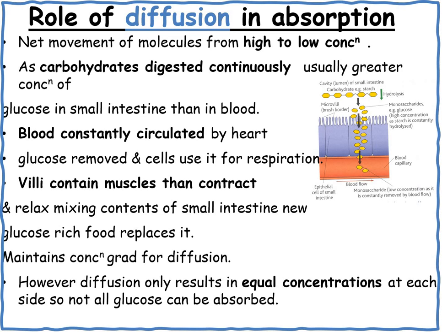And obviously blood is constantly circulated by the heart, so there's usually a diffusion gradient. If there isn't, it would then have to use active transport. So glucose is removed from the blood when cells use it for respiration.